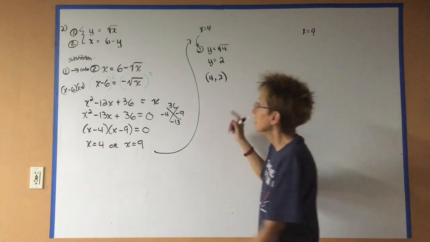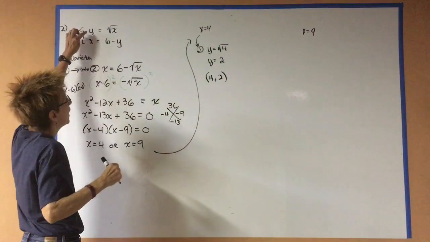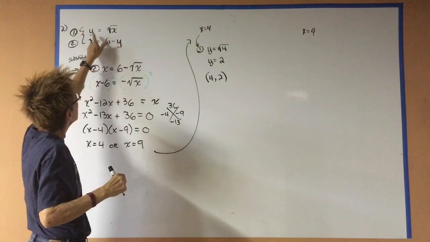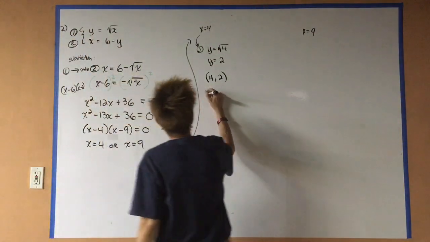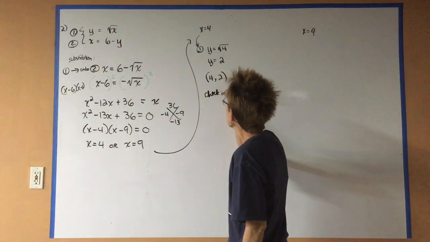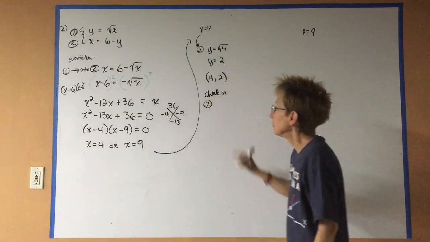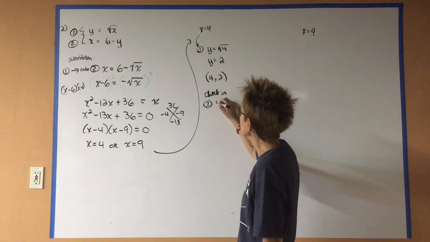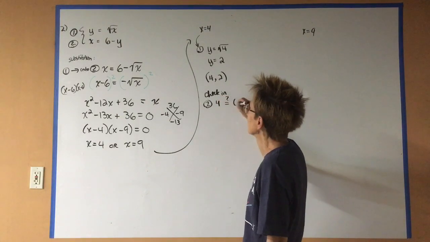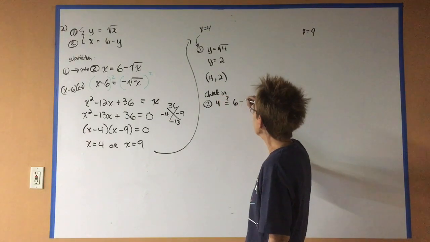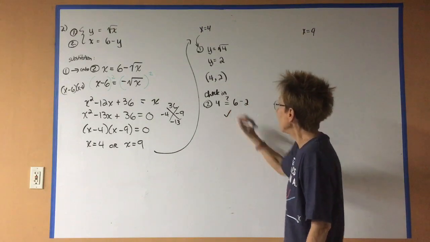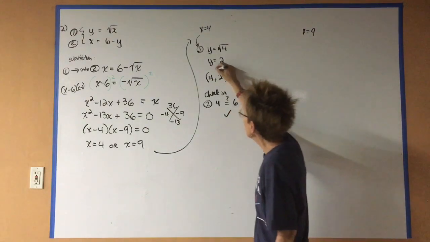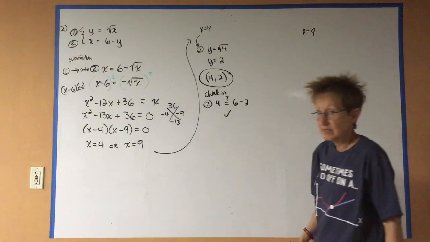So that works in the first one. When x is 4, y is 2. You need to check in the second one to make sure before I circle that. So in equation 2, it says x, which is 4, is that equal to 6 minus y, which is 2. That works. 4 does equal. So it looks like it does intersect at 4, 2.